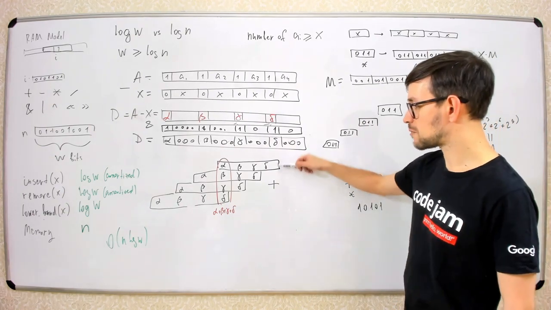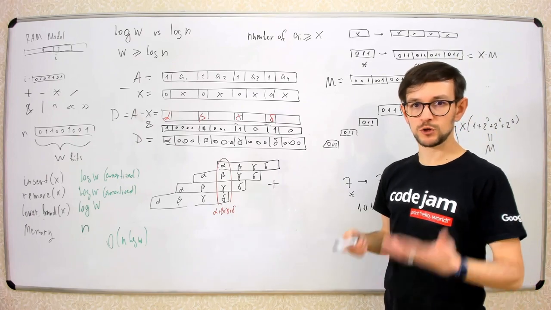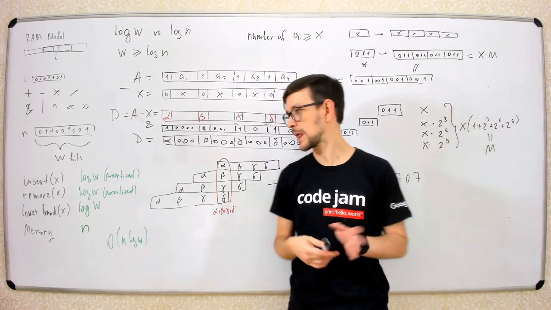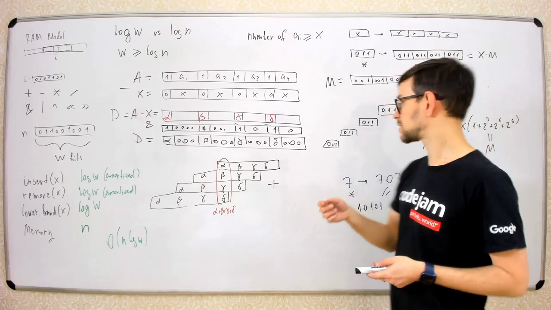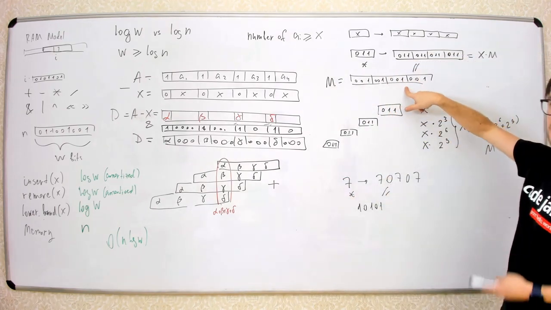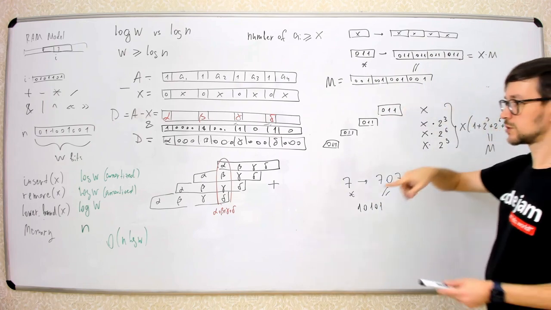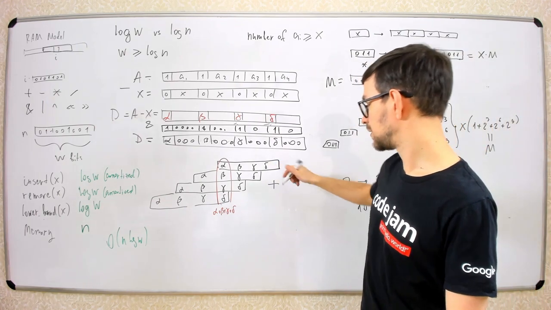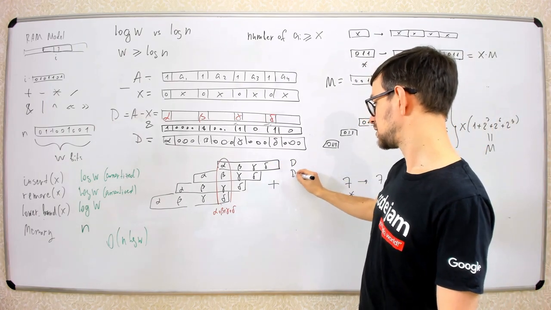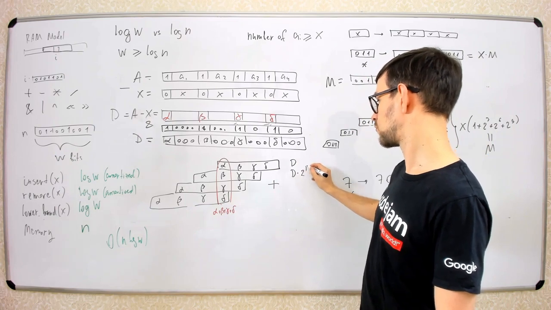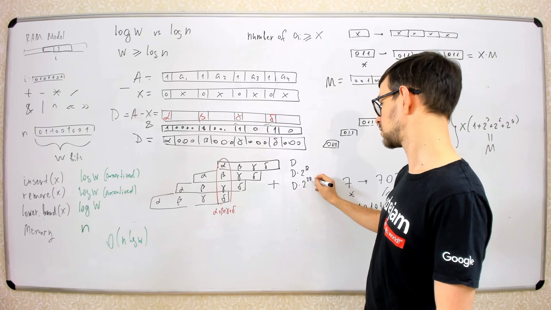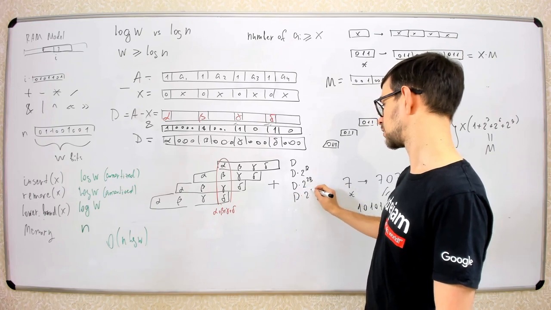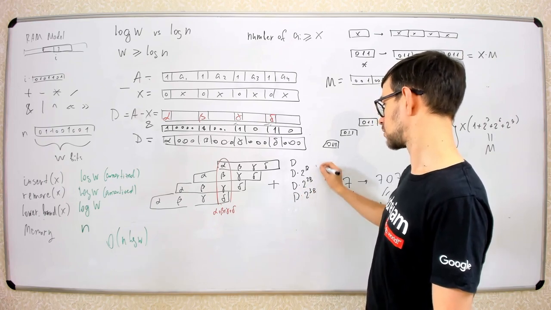And how to calculate the sum of all these shifts in constant time? Using the same trick as here. So this sum is just multiplication by some matrix, by the same mask actually. So again, this element is just D. This is D multiplied by 2 to the power of B. This is D multiplied by 2 to the power 2B. This is D multiplied by 2 to the power 3B, and so on.